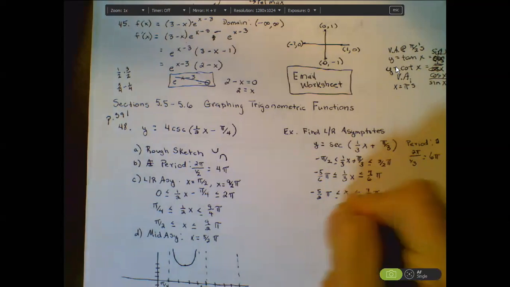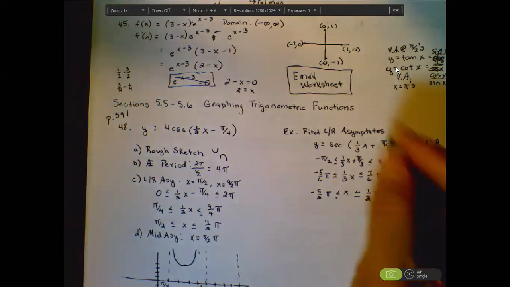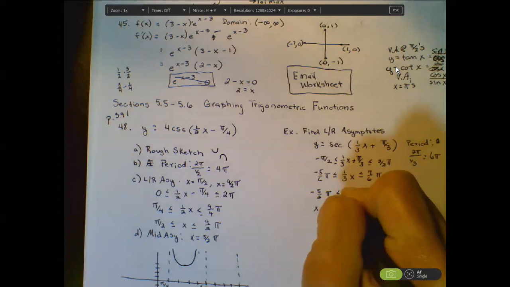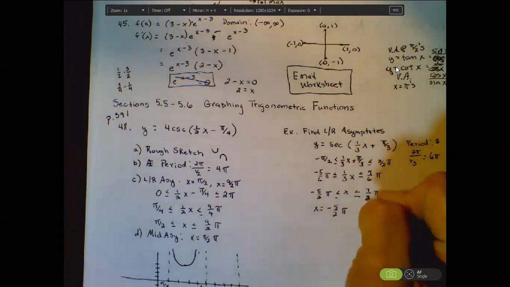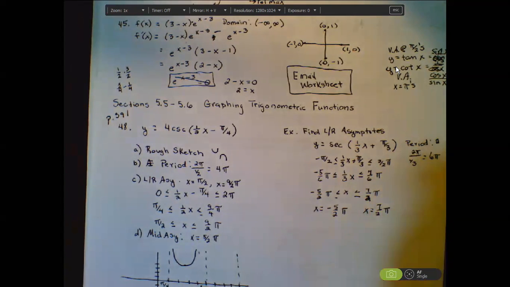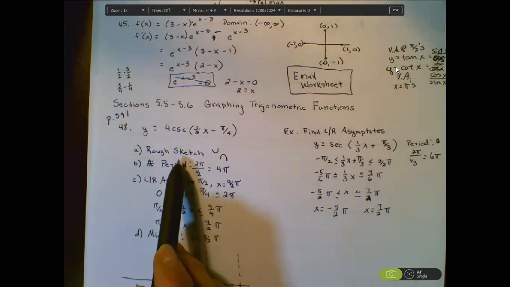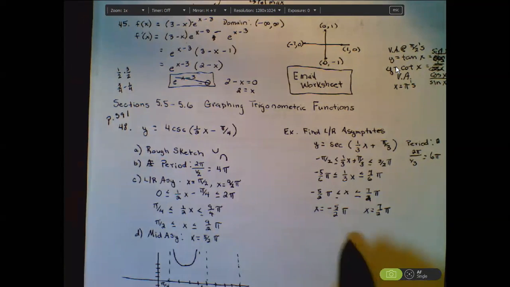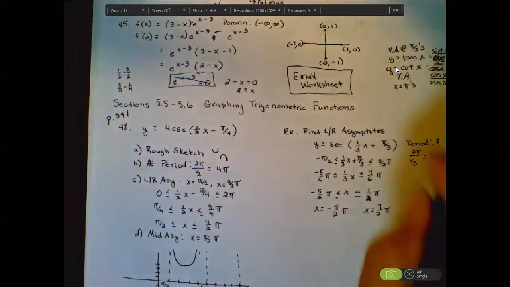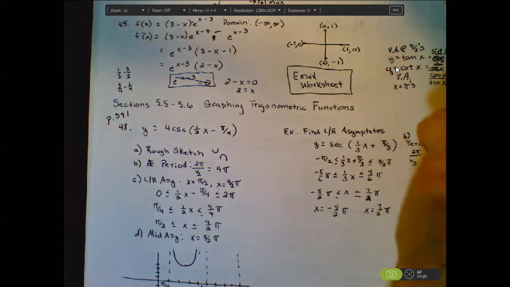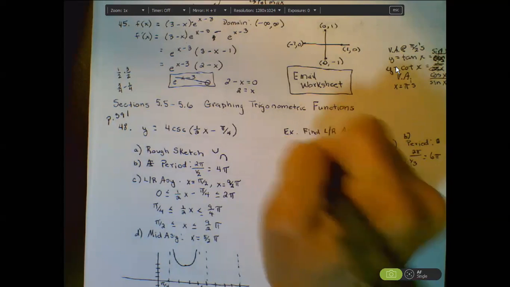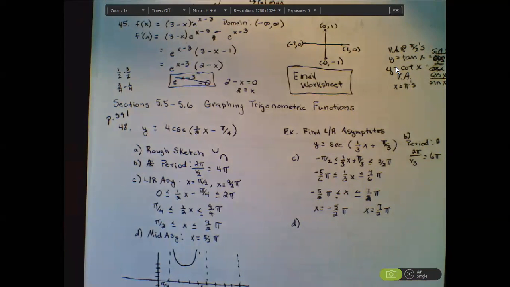So my directions say, we're looking for asymptotes, right? My 2 equations are negative 5 halves pi and 7 halves pi. Now at this point, we've almost finished the problem. I didn't do the rough sketch, but the rough sketch for secant looks like the rough sketch for cosecant. We have our left and right asymptotes. We have our period. So might as well finish it up.